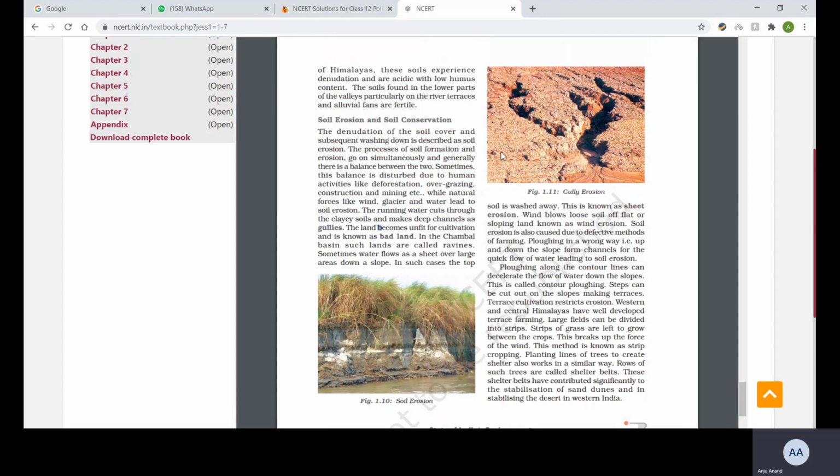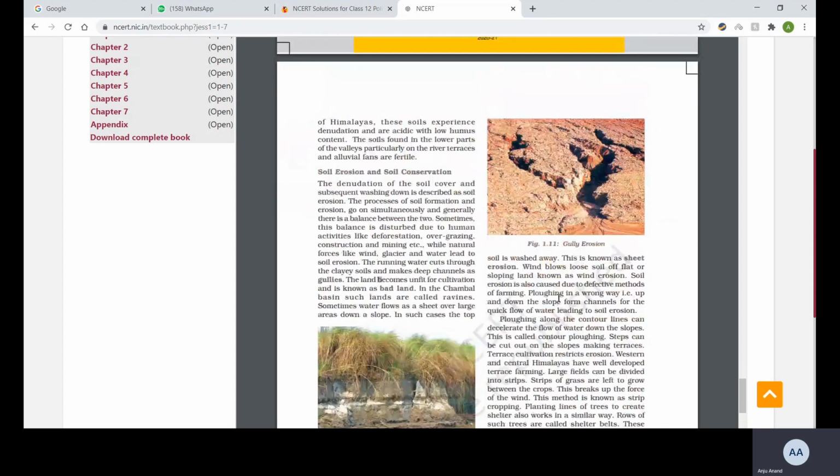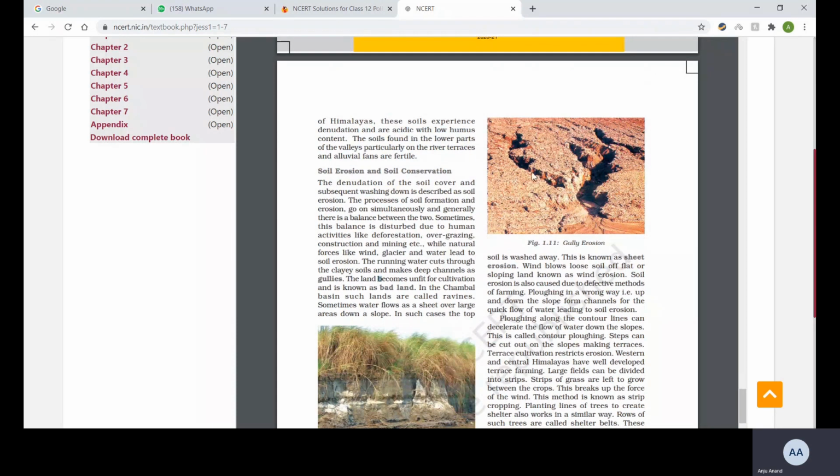Sometimes the water makes deep channels on the soil, and these are known as gullies. This is known as gully erosion. As you can see in this picture, this land cannot be reclaimed. We cannot use this land again. This has become unfit for cultivation. So this is gully erosion, and sometimes the water moves over the entire land. It covers the entire land like a sheet. That is called sheet erosion.